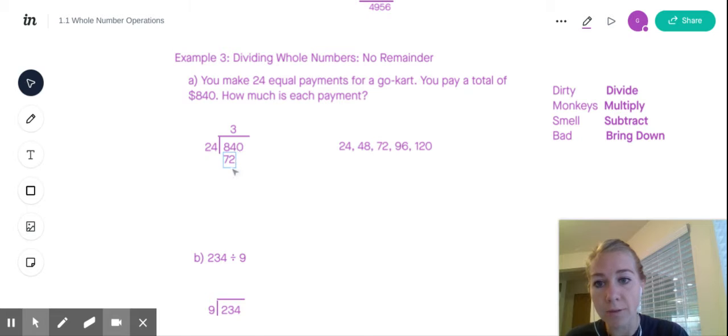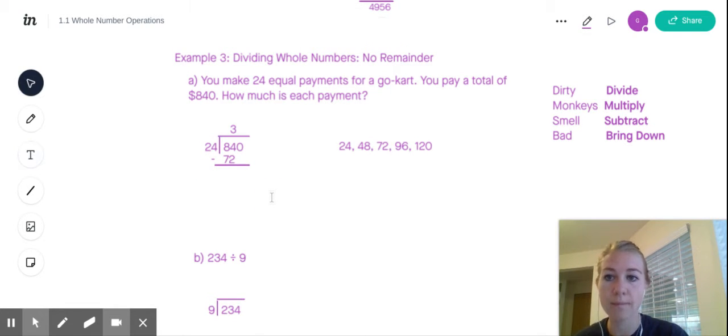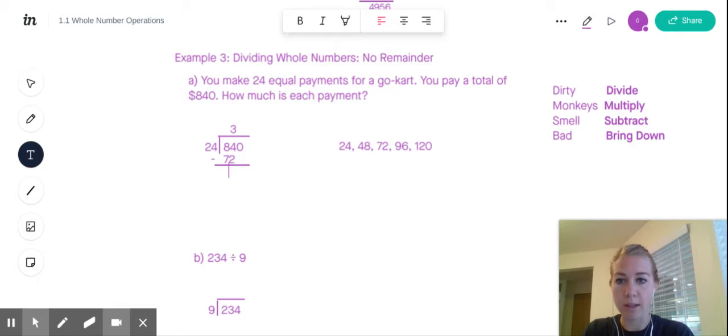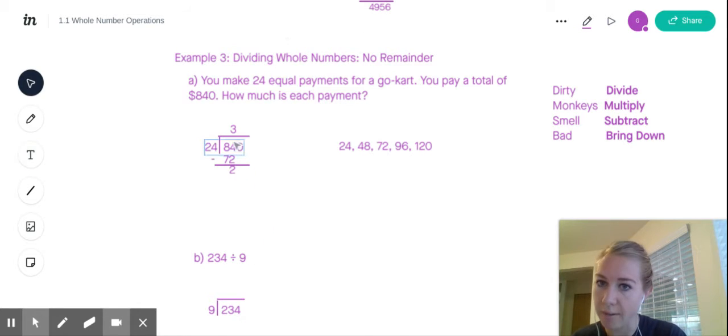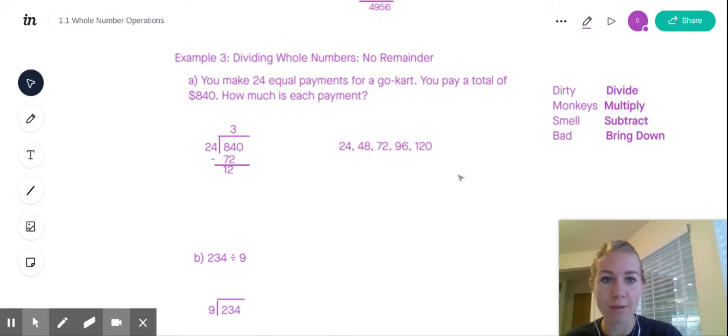Now we're going to take 84 minus 72. Okay. Let's see. 4 take away 2 is 2. Again, making sure that I line up my numbers here as best I can. And then 8 take away 7 is 1. Okay, so we're left with 12.